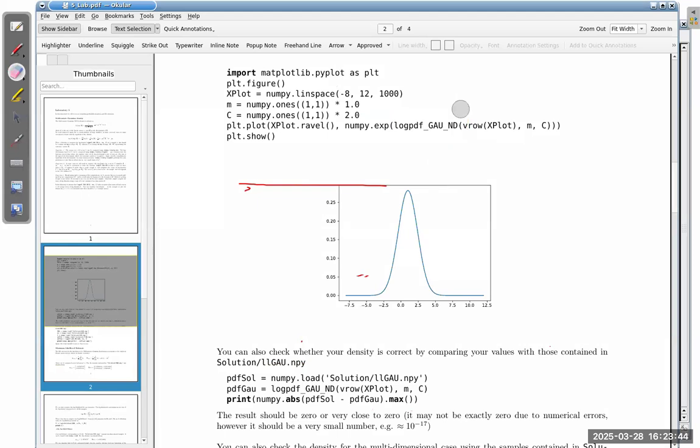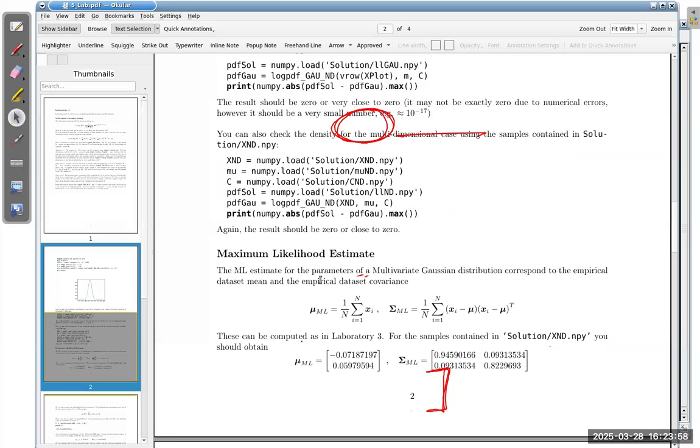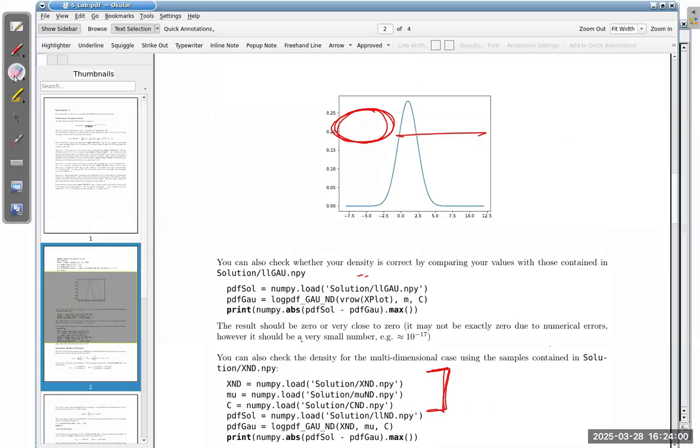One thing I didn't say, for the plot, remember that our function computes the log density. In the plot, we want to see the density, so we need to exponentiate the result of the log PDF function. For the plot, we want to see the density itself here. It's one-dimensional, so we don't have issues related to numerical stability.